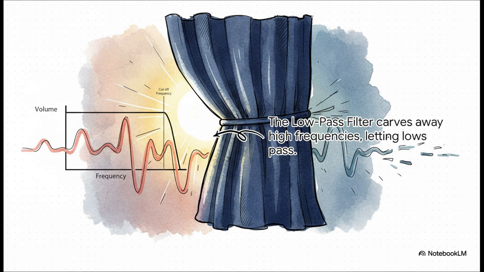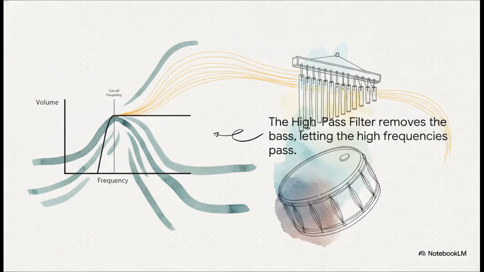You know when you turn the cutoff knob on a synth? That's this. It's like slowly closing the blinds in a bright room. You're making the sound warmer, darker, more muffled. And then you've got the high-pass filter, which does, well, the exact opposite. It carves away all the low stuff, the bass, the body of the sound, and lets only the high, sparkly frequencies get through.